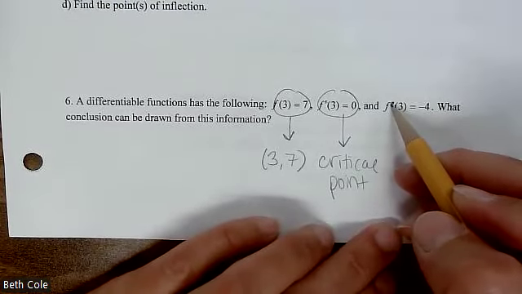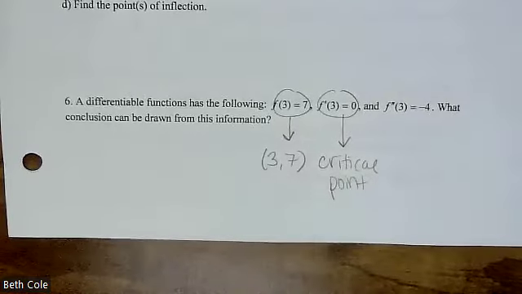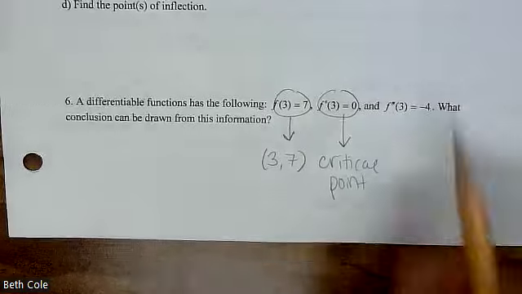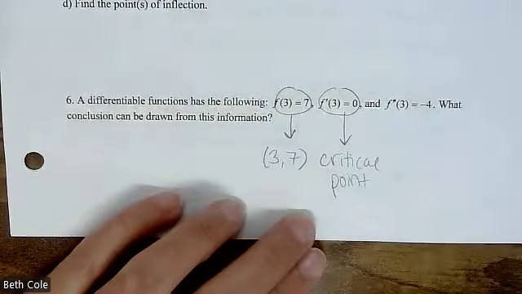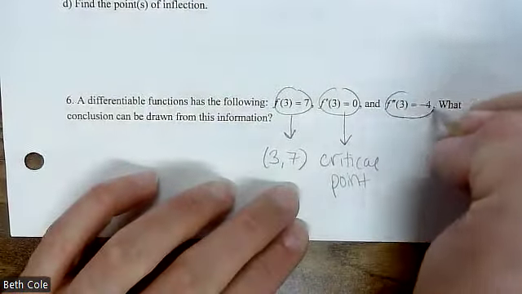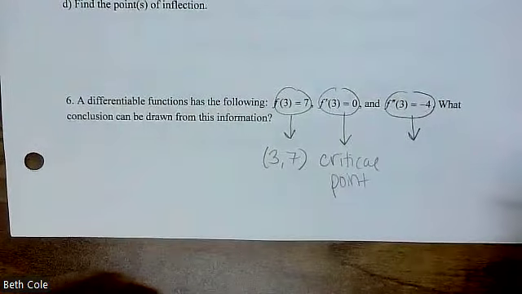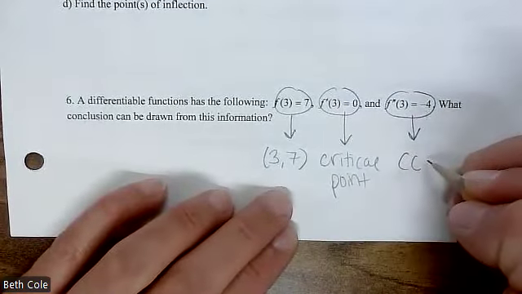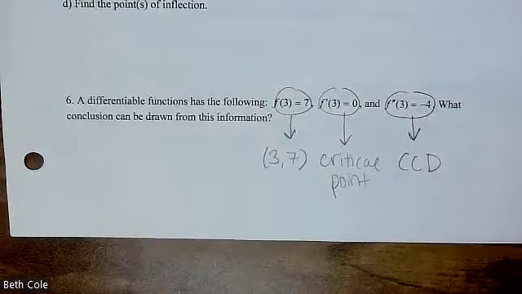Now, this is where people get tripped up. F double prime, the second derivative, is -4. It doesn't matter that it's -4. It could be -17,000. The point is that it is negative. So don't get caught up on the 4. If your second derivative is negative, what does that mean your graph is doing? Concave down. Negative means concave down.